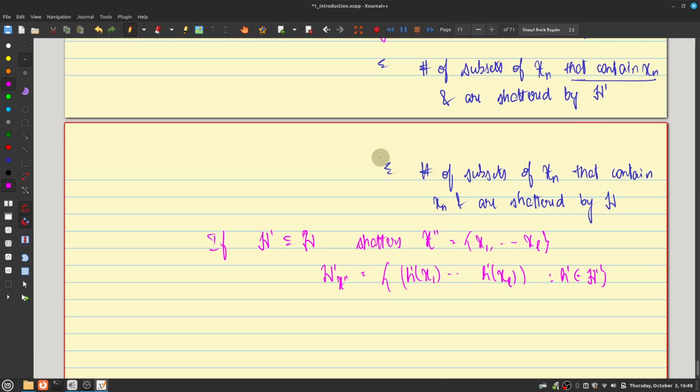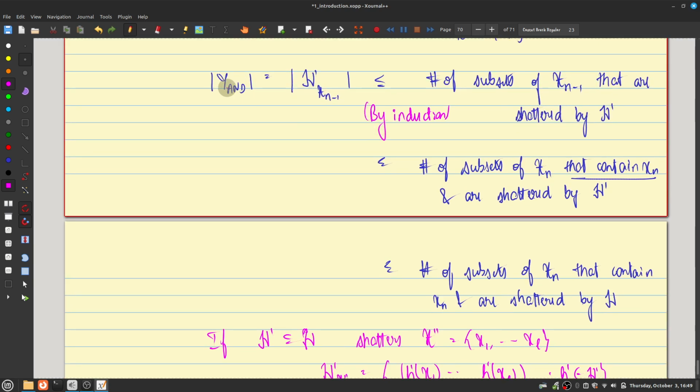And that's the property that I'm using in this last inequality. There could be some subsets which are shattered by H but not shattered by H prime. That's why it's a less than or equal to. Here it is specifically Xn. Correct. All right. So this is one step, right? So this is Y and this is less than or equal to this particular quantity. Okay.